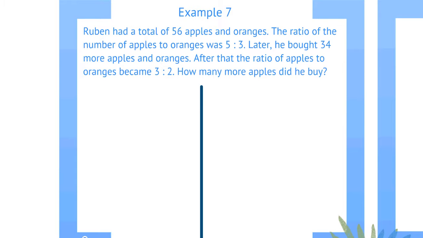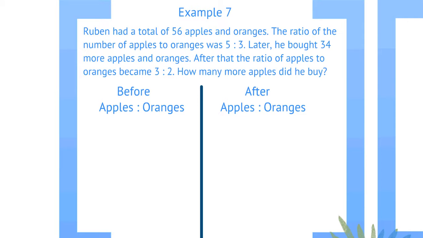First, I want to write the ratios before and after, apples to oranges. The original ratio was 5 apples to 3 oranges. And then the ratio became 3 apples to 2 oranges.